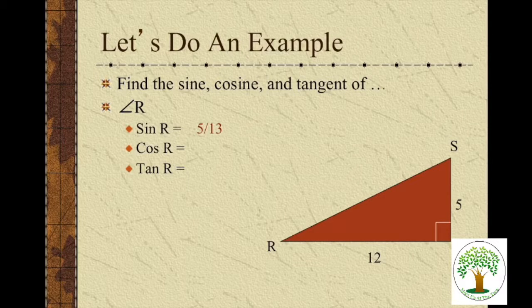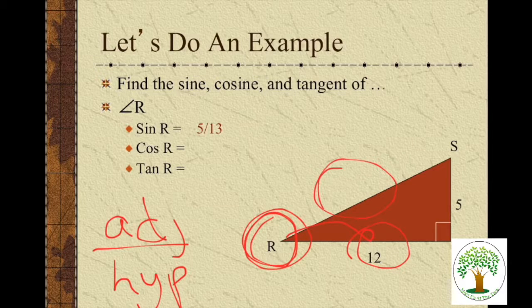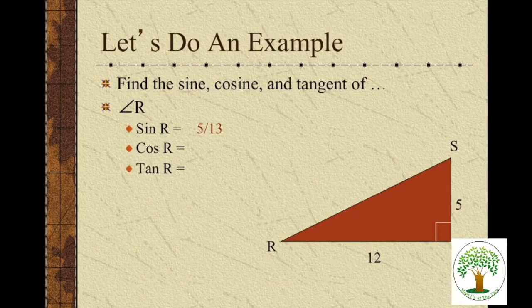Cosine of r, cosine is what over what? Is it adjacent, hypotenuse, is it opposite, is it what? Adjacent over hypotenuse. What was the top one? Adjacent. Yes, adjacent. Which one's the adjacent one to r? 12. 12, okay. And the hypotenuse is the 13 we had a moment ago, right? So cosine of r will be 12 over 13.